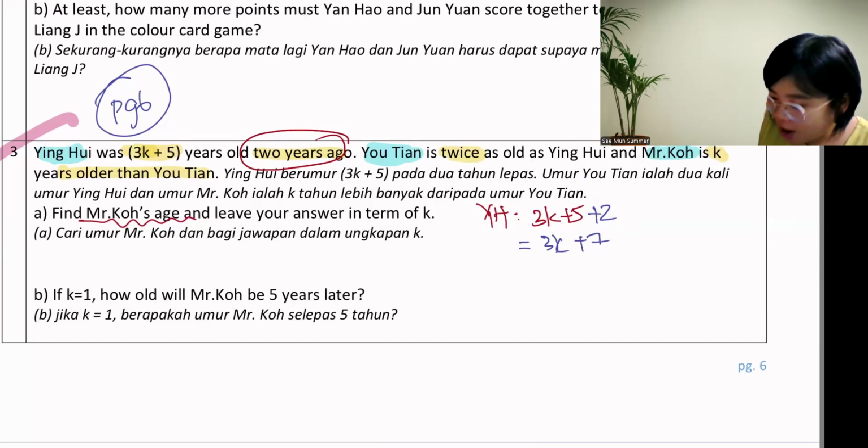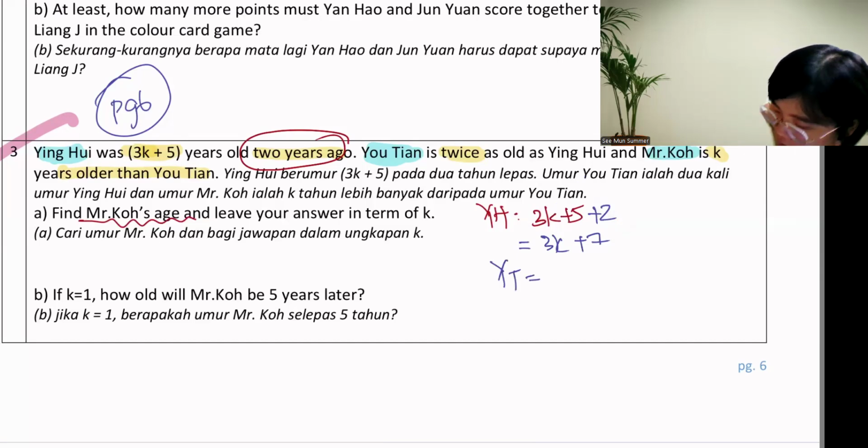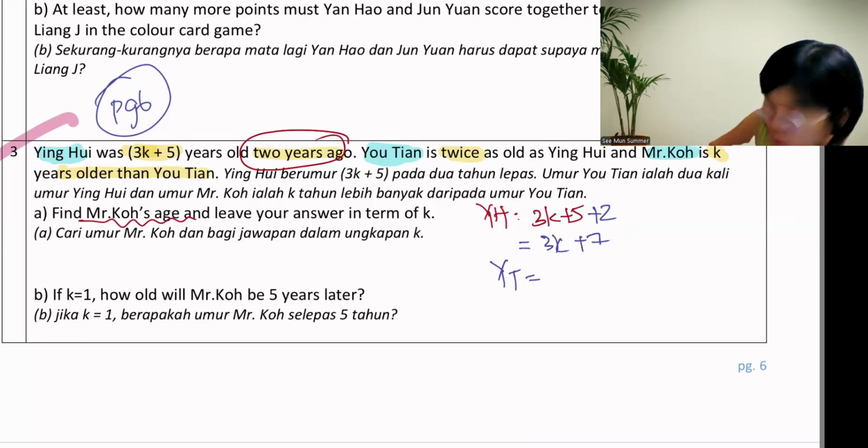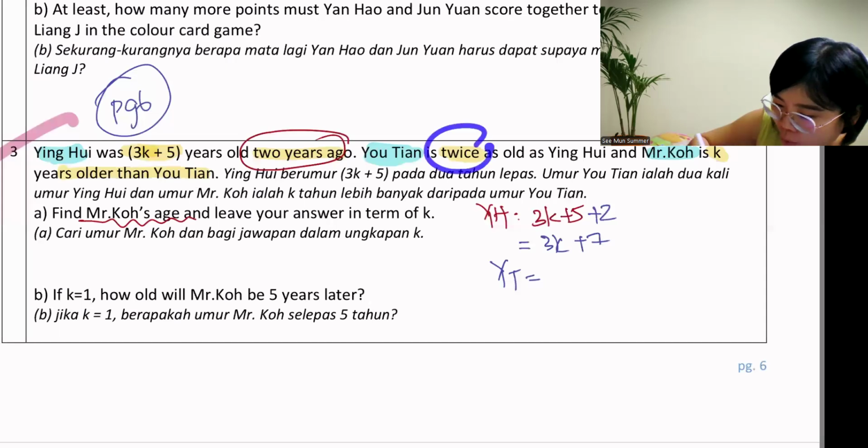Understand already? Now come to Yu Tian. Yu Tian, they say, is twice as old as Ying Hui. So you have 2 times Ying Hui, right? Twice is times 2, right? So you times 2.